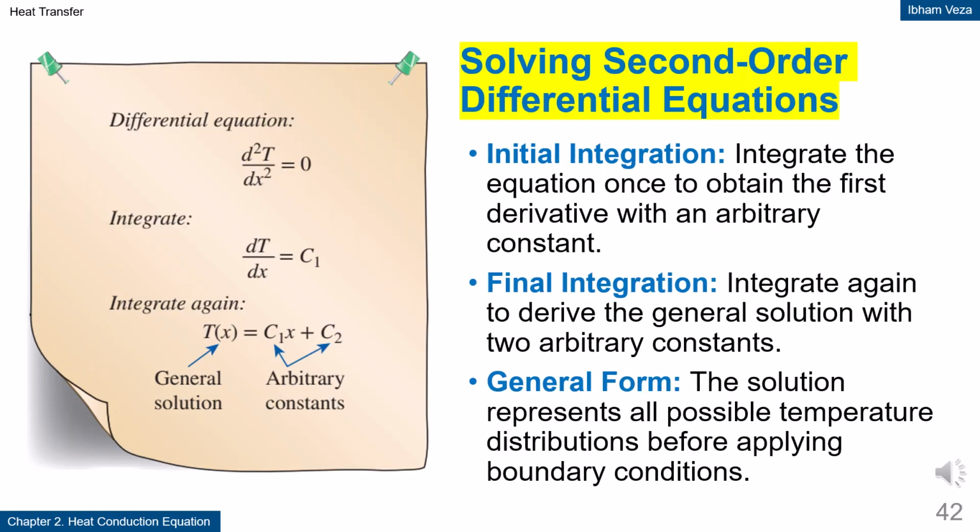Solving second-order differential equations. A second-order differential equation is solved by integrating it twice. The first integration yields the first derivative with one arbitrary constant. The second integration gives the general solution with two arbitrary constants. This form is still general and not yet specific to a particular case. Boundary conditions are needed to complete the solution.